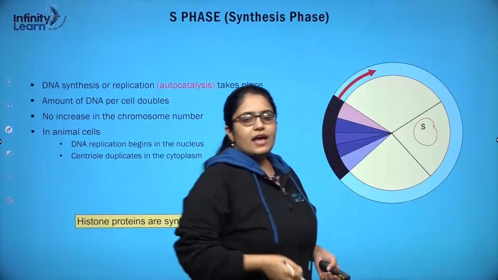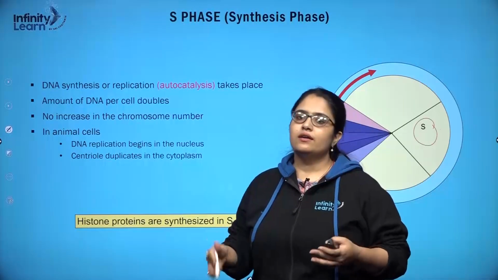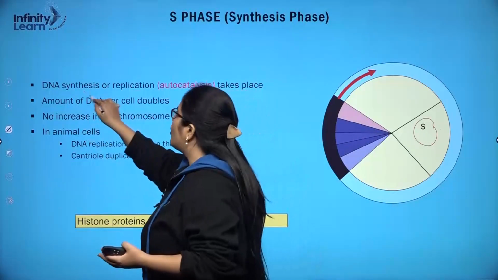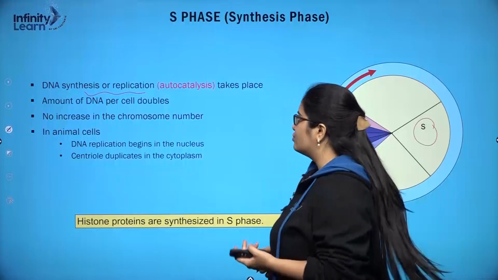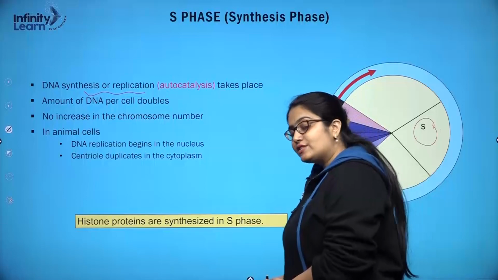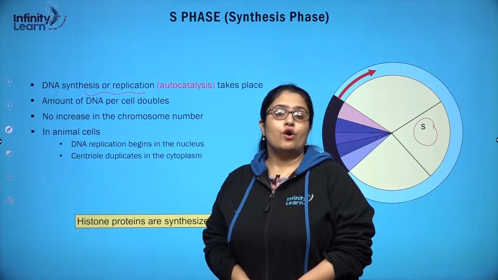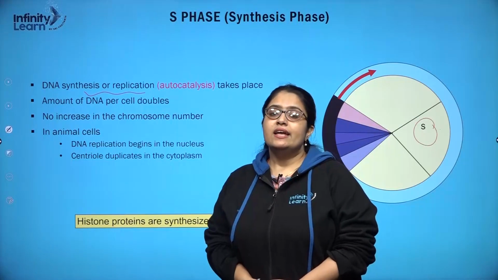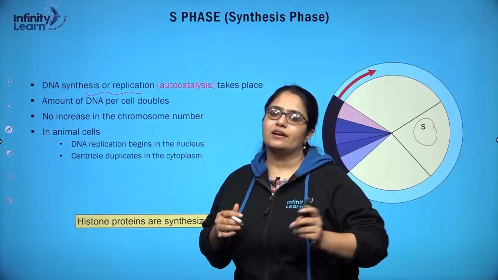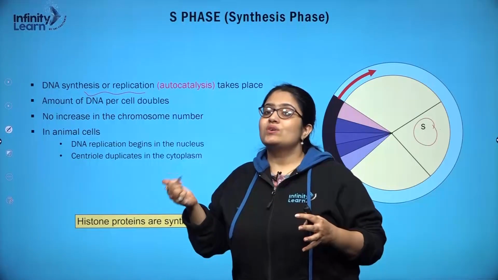This is your S phase, and S phase is characterized by duplication of the genome. That means here the copy of the DNA will be produced. So DNA synthesis or replication will take place. Replication is also known as autocatalysis. Next, my dear students, you need to understand that during S phase, the amount of DNA will increase. Because of DNA replication, the amount of DNA in the cell will double in comparison to what it was before starting the cell cycle, or you can say the amount of DNA that the cell had when it was in G1.